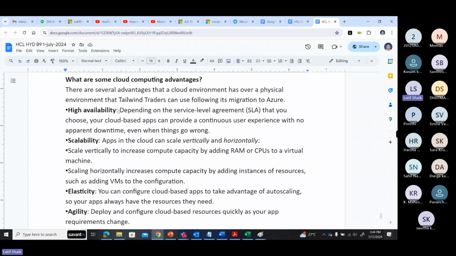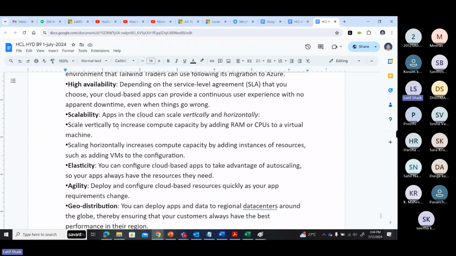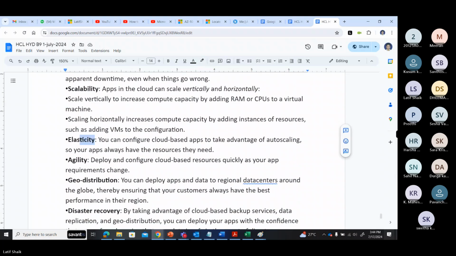And one more important property is elasticity. Okay, auto scaling kind of stuff it is. It means, as I said earlier, when the demand increases, you need to deploy more servers to balance the load, right? And when demand decreases, you have to remove the servers.